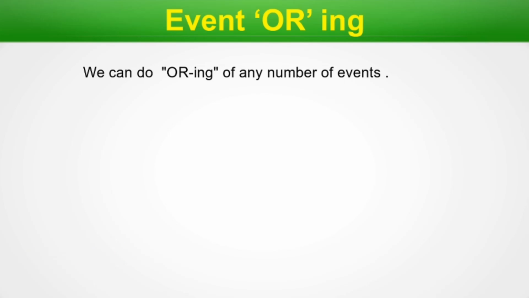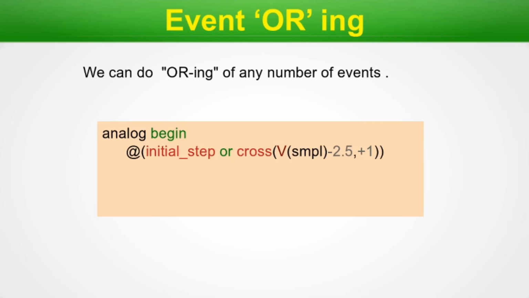We have already discussed events in our previous episodes. So here we'll see how we can OR two events. We'll do this with an example. We write the analog begin here. Then we write @ then initial_step or cross. Then within the cross we have the expression V(sample) minus 2.5 and the direction is +1. Here we write the contribution statement: 0 is contributed to V(out). And then we close our analog block. So guys, here we can see that we can use two events with the OR statement. So whenever it is the initial step or the cross, 0 will be contributed to V(out).